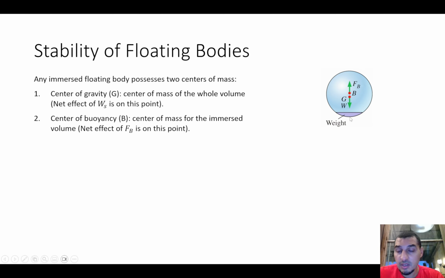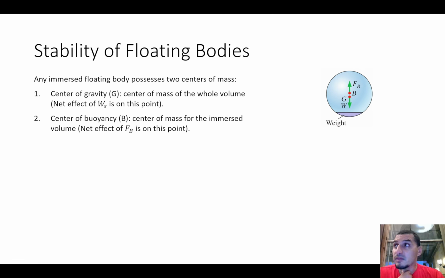The second point is what we call the center of buoyancy. It's the same concept as the center of mass, but it is for the buoyant force instead of the weight. The net buoyant force acting on a body acts at a point which is considered the center of buoyancy, and we give it the letter B. Of course, the buoyant force is acting upward, and the force acting on the center of gravity is acting downward.